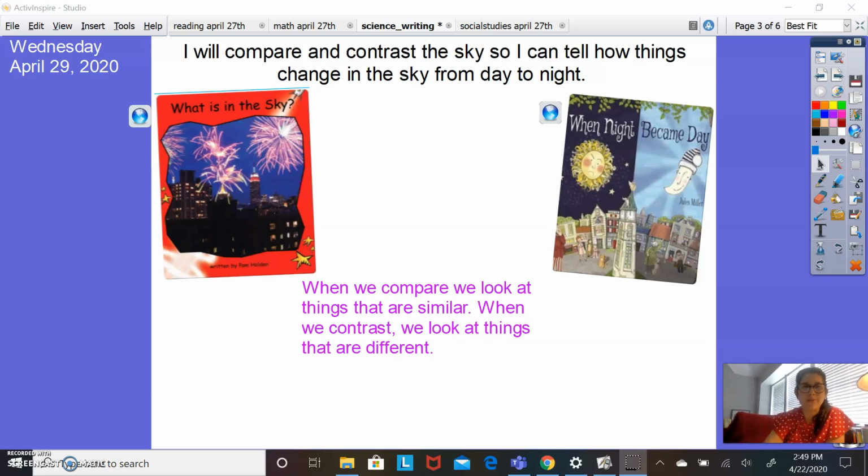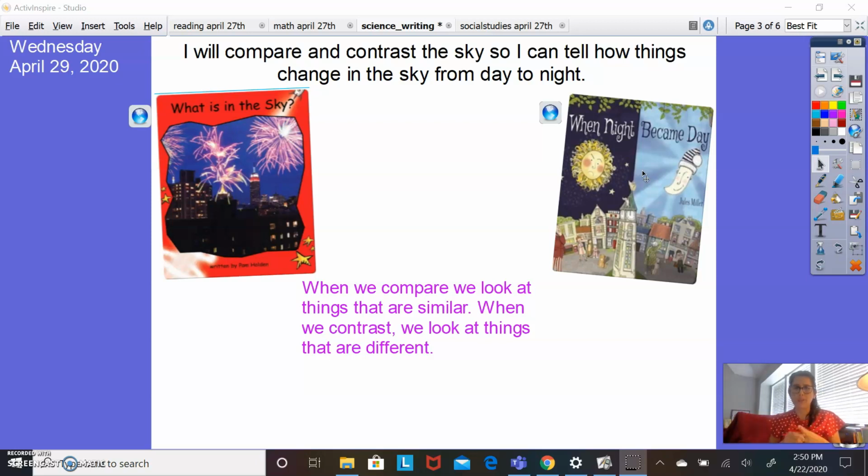Let's go ahead and read our job for today. I will compare and contrast the sky so I can tell how things change in the sky from day to night. Remember on Monday we talked about what causes day and what causes night, and how the earth spins on its axis, and so certain parts of the earth are facing the sun. That's daytime, and the parts of the earth that are not facing the sun, that is nighttime. But today we're going to talk about how they change. How are they the same and how are they different?